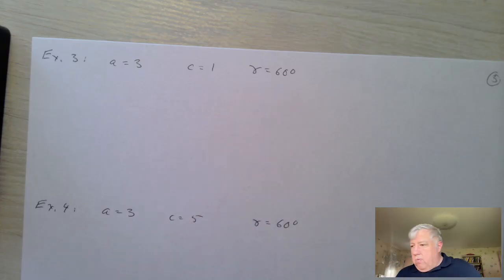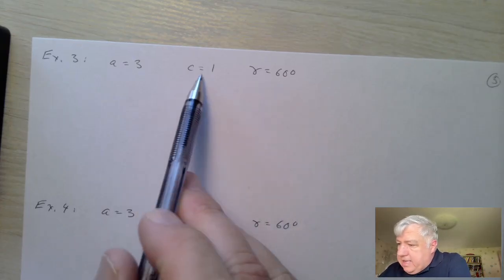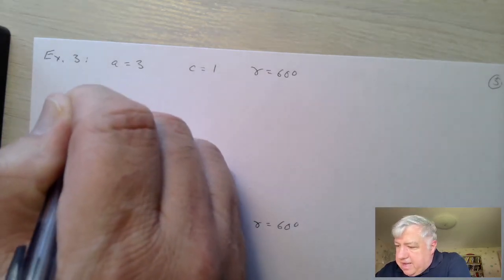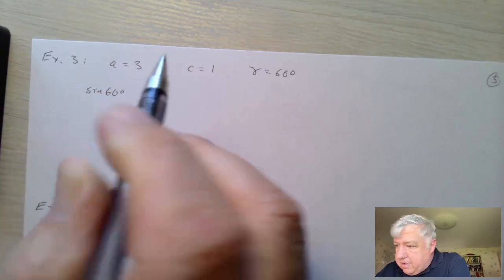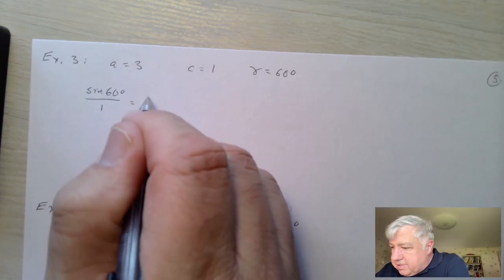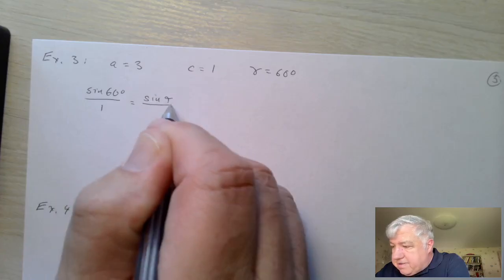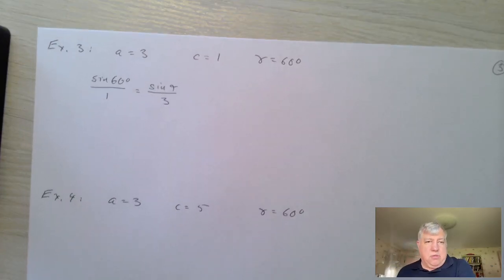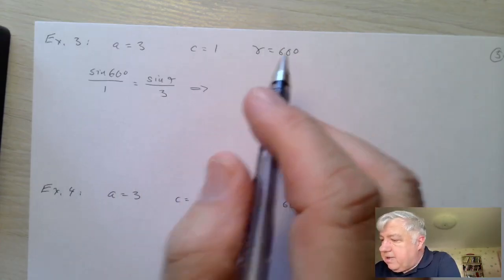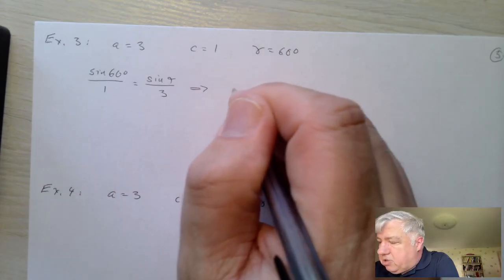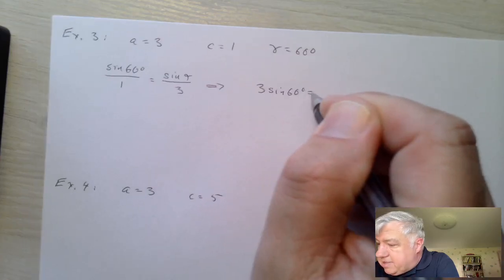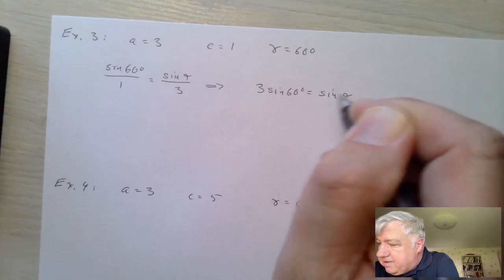Okay. Well, gamma is opposite c, so we know that the sine of 60 degrees divided by c is equal to the sine of alpha, whatever alpha is, divided by 3. Okay, so the law of sines says that. Well, what this means is we multiply both sides by 3, and we get 3 sine of 60 degrees is equal to the sine of alpha.